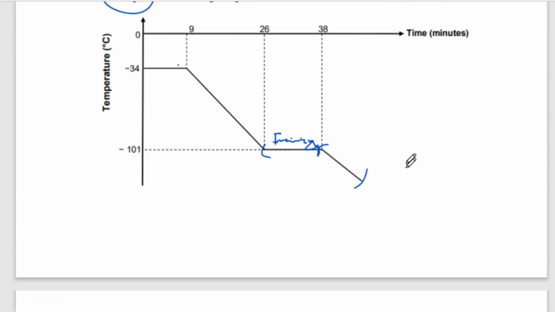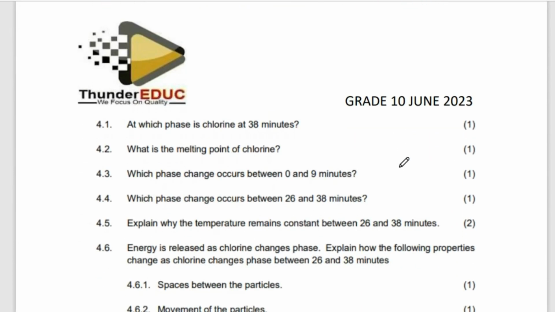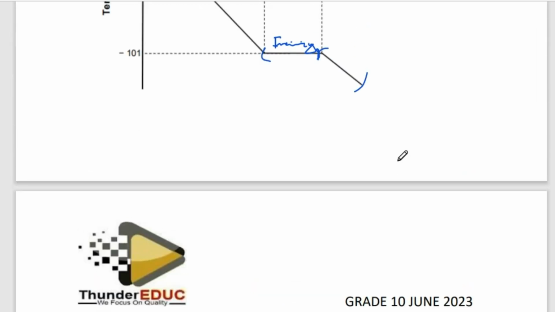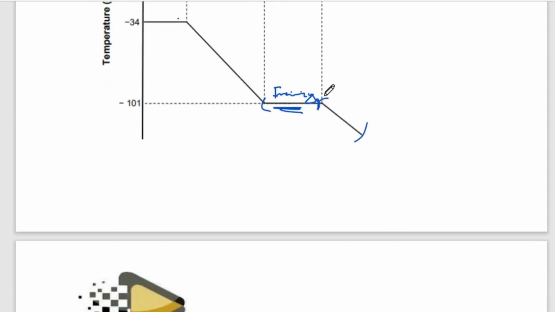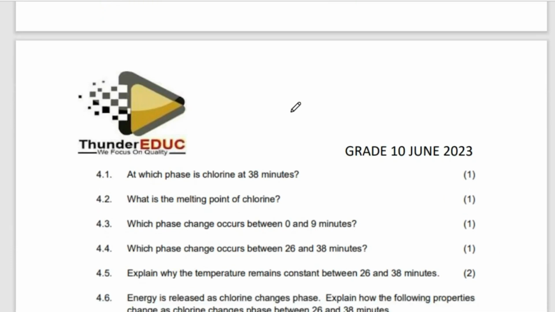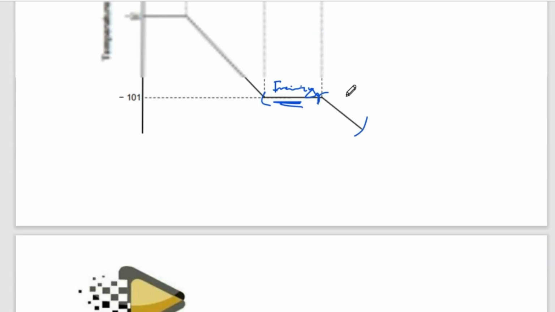So let's go to the question. At which phase is chlorine at 38 degrees C? So which phase is here? Remember, this is a cooling curve, so it means that this is a solid. It is solid state. They say at 38 minutes here, solid state.